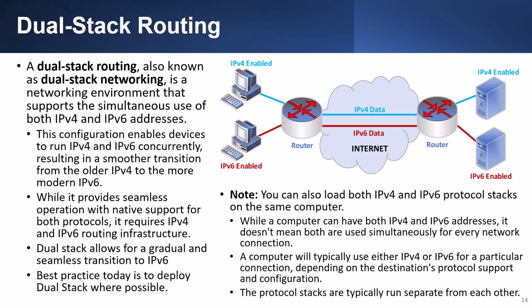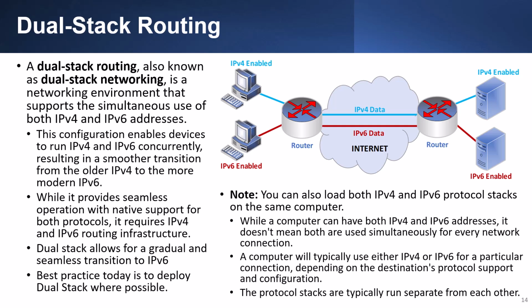A dual stack routing, also known as dual stack networking, is a networking environment that supports the simultaneous use of both IPv4 and IPv6 addresses. This configuration enables devices to run IPv4 and IPv6 concurrently, resulting in a smoother transition from the older IPv4 to a more modern IPv6. While it provides seamless operations with native support for both protocols, it requires IPv4 and IPv6 routing infrastructure. Dual stack allows for a gradual and seamless transition to IPv6. Best practice today is to deploy dual stack where possible.